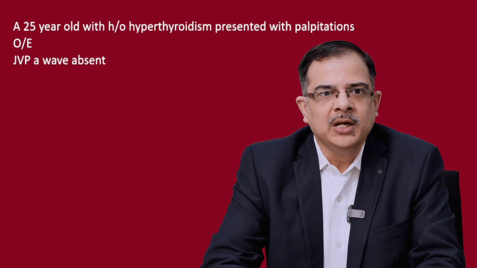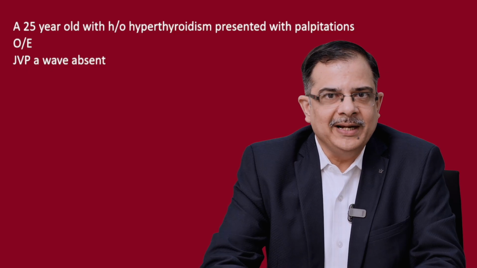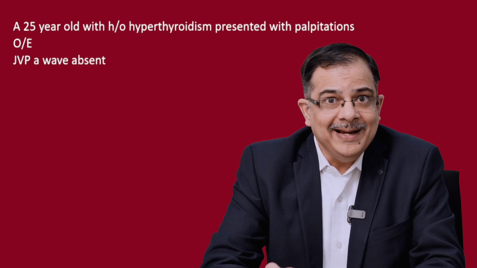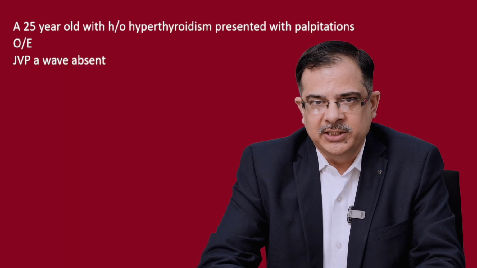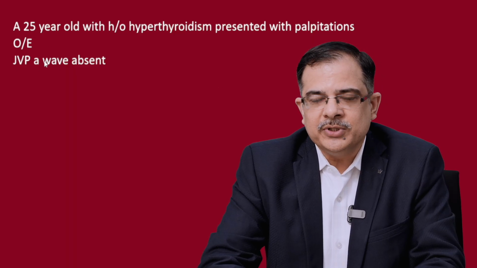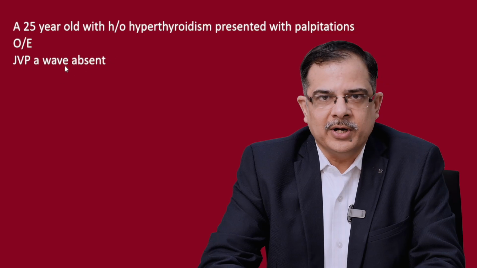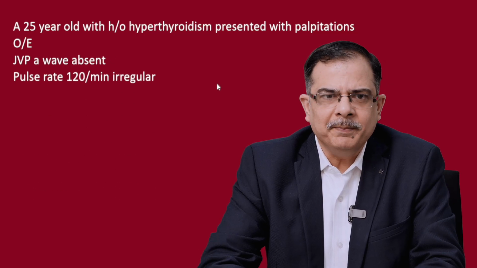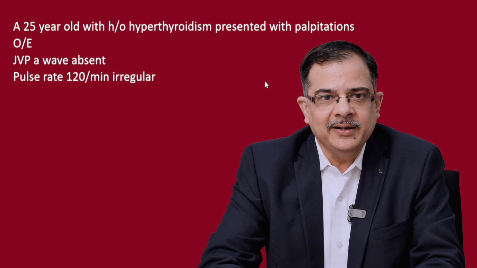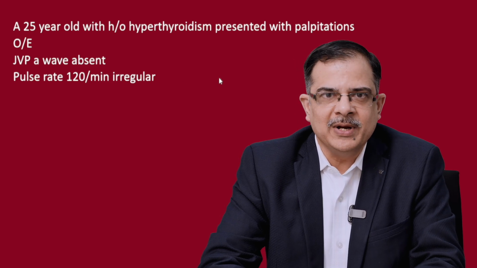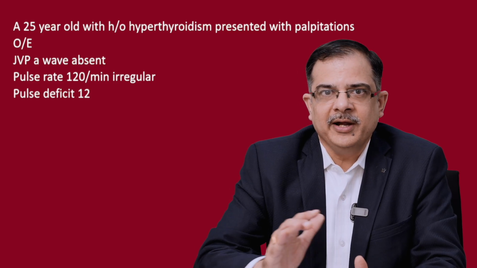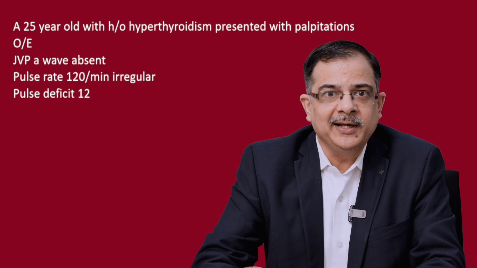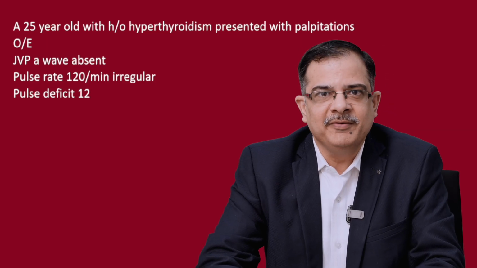Now on examination, the A wave is absent, so that is absent in atrial fibrillation. Sinus tachycardia will not cause a loss of the A wave in the JVP. The A wave is absent due to ineffective atrial contraction in AF. The pulse rate will be 120 and irregular, again supporting the diagnosis of atrial fibrillation. The pulse deficit is 12. Pulse deficit is heart rate minus pulse rate. If it is more than 10, it is highly suggestive of atrial fibrillation.